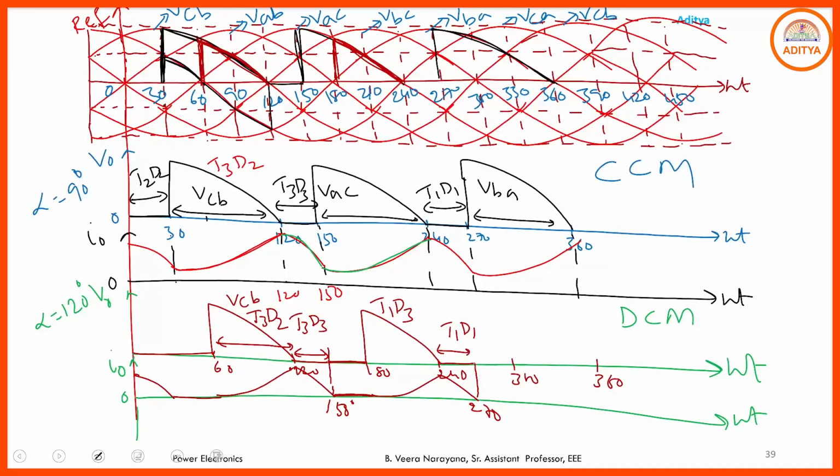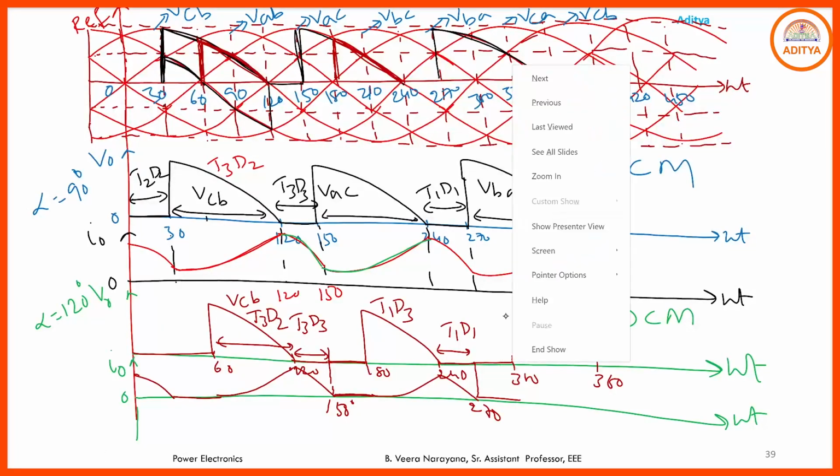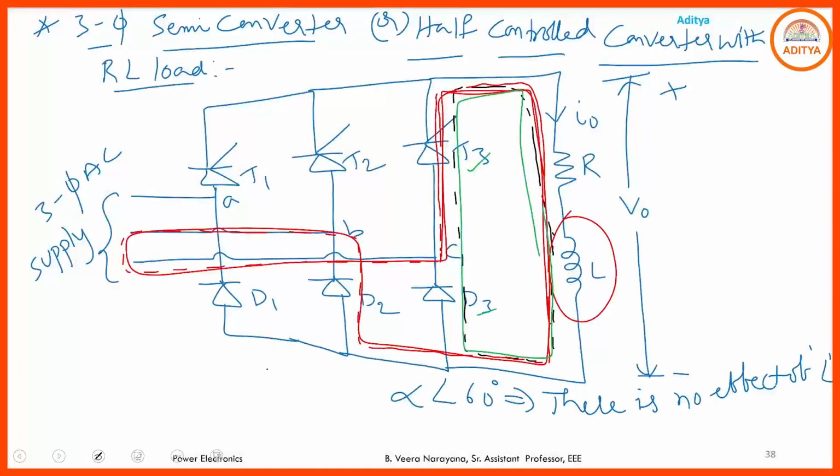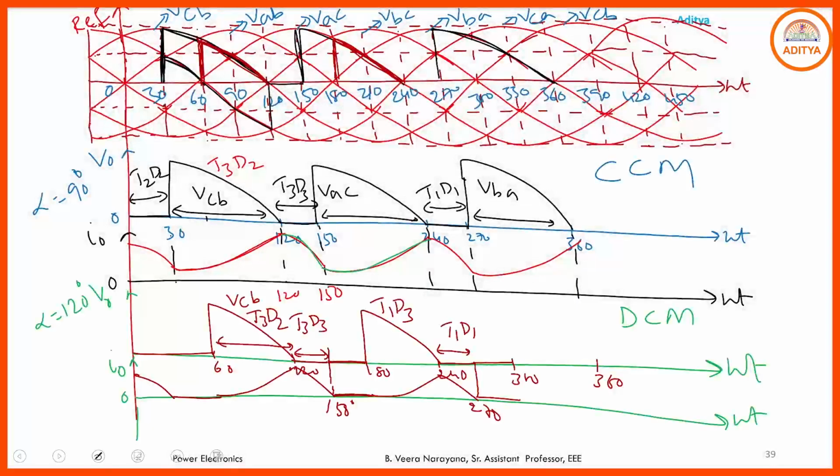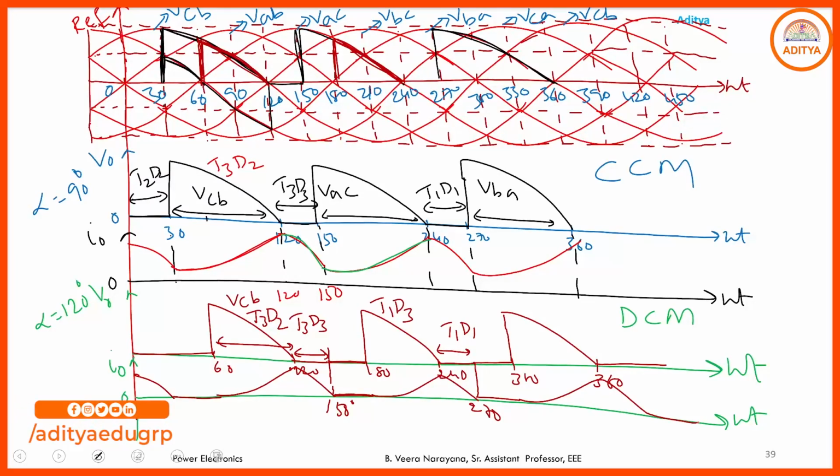And similarly 240 to 300 the voltage is 0 and current is also 0, and again here 300 to 360 you have the voltage and again 0. Here charging, discharging. This is the output voltage waveform for RL load, discontinuous conduction mode.